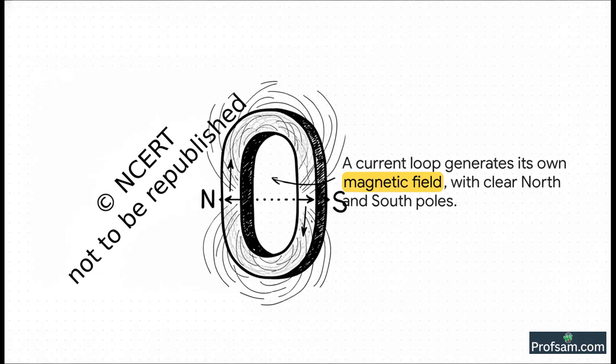This picture shows us exactly what's happening. The moment the current starts to flow, this loop creates an invisible field of force all around it, a magnetic field. And you can see, it has a proper north pole and a south pole, just like any bar magnet you've ever seen. So our job today is to figure out the exact strength of this field at any point along its central line, its axis.